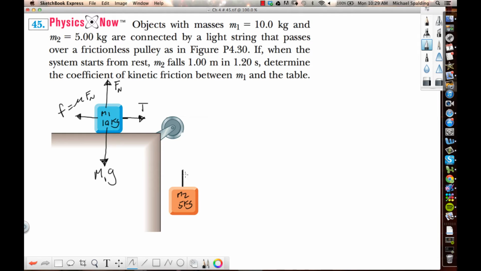Okay, now let's look at M2. What are the forces on M2? What's acting up on M2? Tension. What's down?